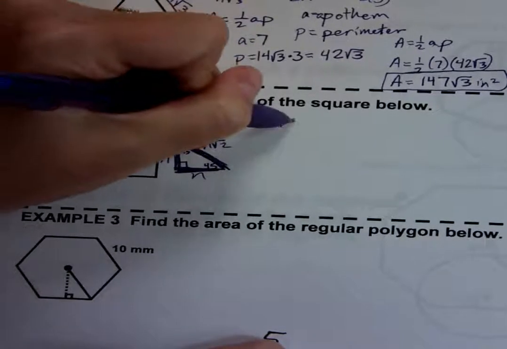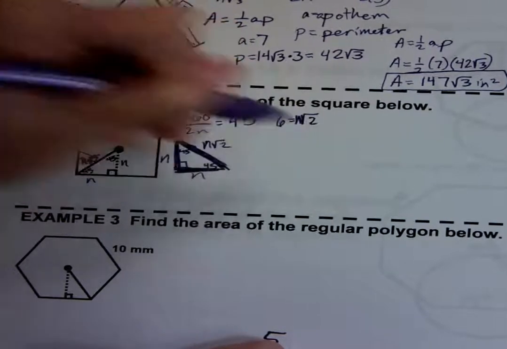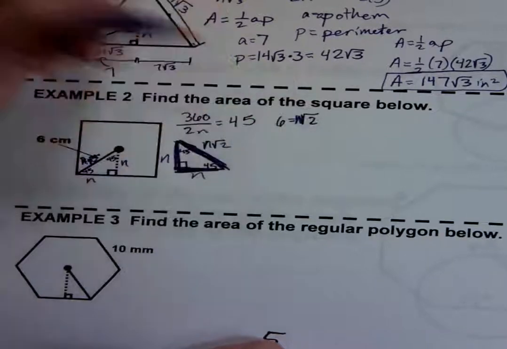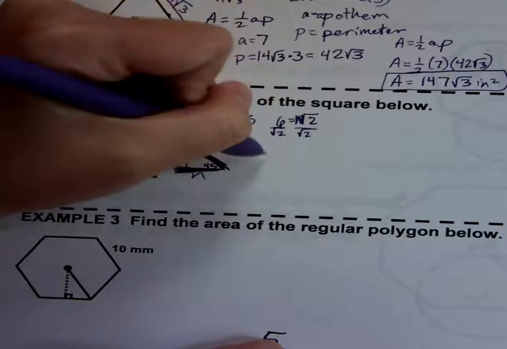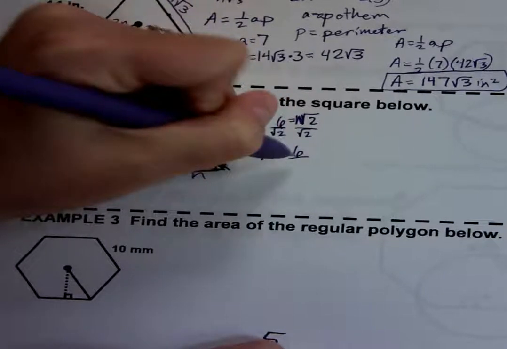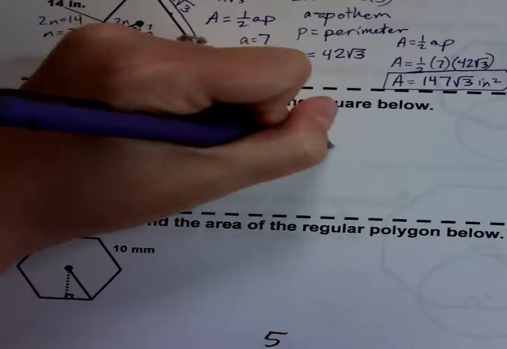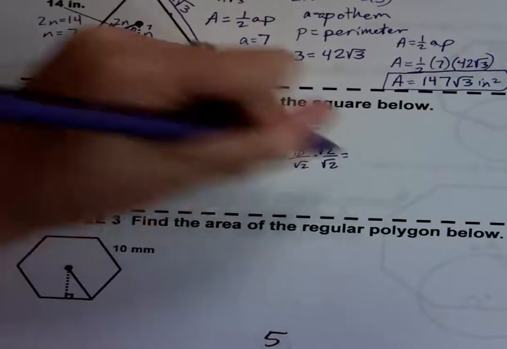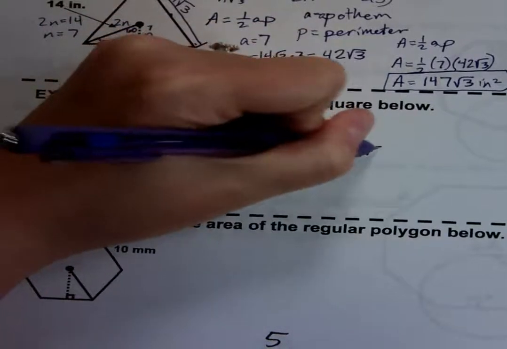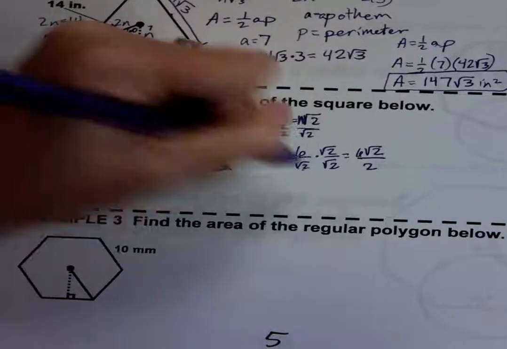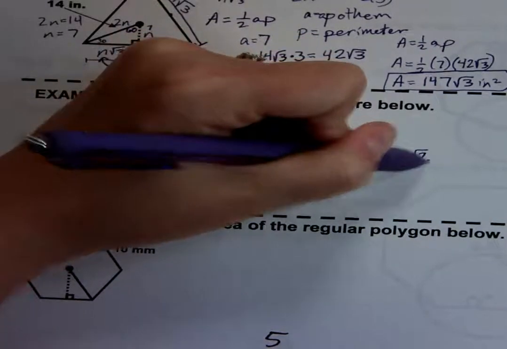If you want to solve for it the math way, you get 6 equals n root 2. So you need to divide by root 2 on both sides. So n equals 6 divided by square root of 2. You cannot have this on the bottom. So you have to rationalize to get that out of there. And you just multiply by whatever's on the bottom. 6 root 2 over 2, because the square root cancels out. And then you get 3 root 2.